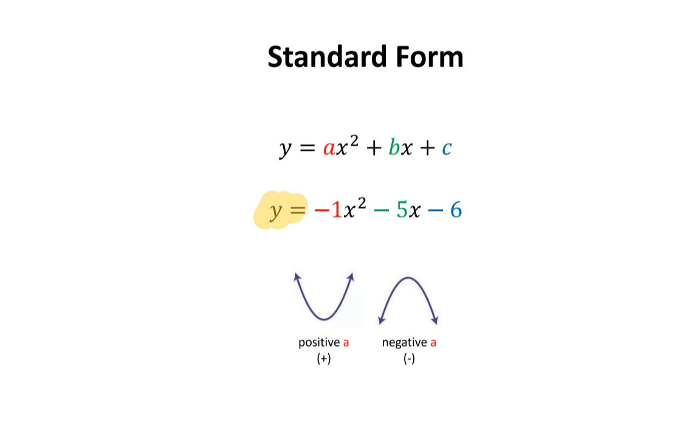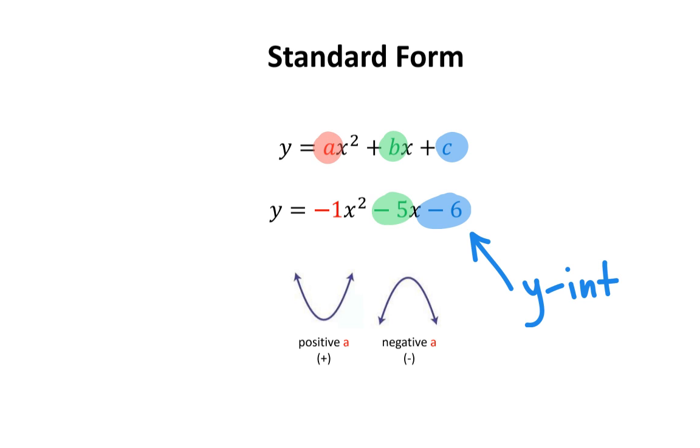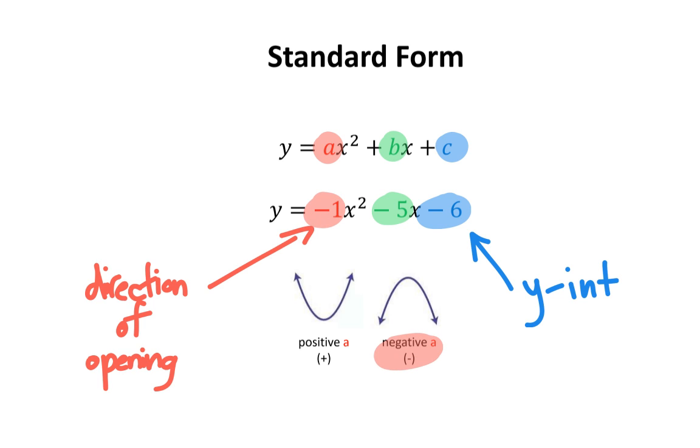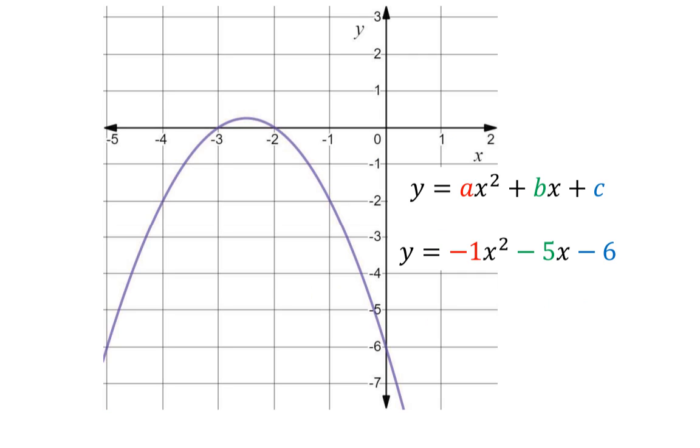Here is another equation of a parabola in standard form. c represents the y-intercept, which makes -6 the y-intercept. b is -5. This doesn't really tell us anything about the parabola. a tells us about the direction of opening. Since a is -1, that means it's going to be frowning or opening downwards.